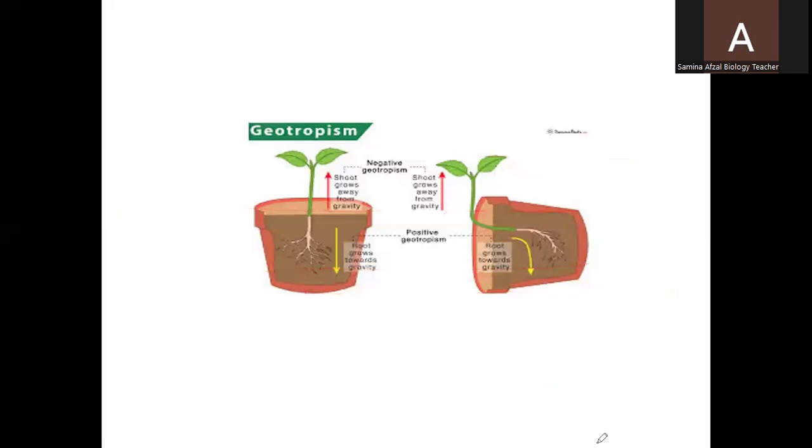And you can see over here, there are two potted plants. In one, you can see the shoot grows slowly away from gravity. The shoot is moving away from gravity, and you know the gravity is in the downward direction, and roots are growing in the downward direction. So they are showing positive gravitropism, whereas the shoot is moving away from the gravity, so it is showing negative gravitropism.